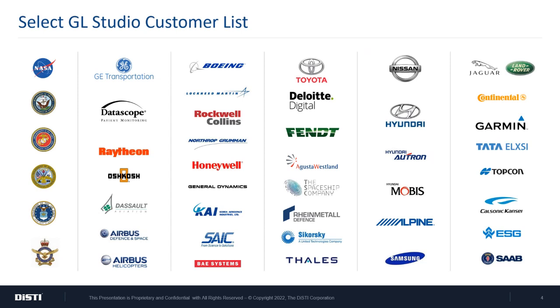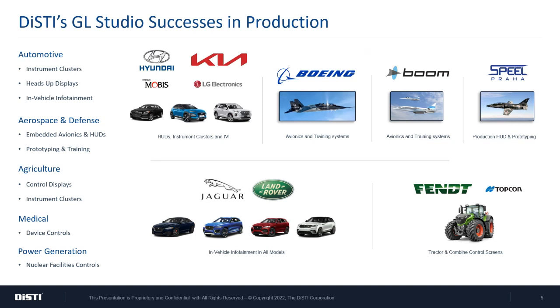Now, here's a small select list of some of the customers that are utilizing GL Studio. You can see there's everything from aerospace and defense to automotive companies, all the way to agricultural companies, as well as medical companies. Now, on those companies, some of the successes that we've had in production. For example, we have the T-7A Red Hawk with Boeing, which is utilizing GL Studio through its entire process, from prototyping to simulation to actually flying in the aircraft. We're also utilizing the XP-1 at Boom Supersonic with the new commercial supersonic jet, as well as the L-93NG on HUD systems flying at Spiel.